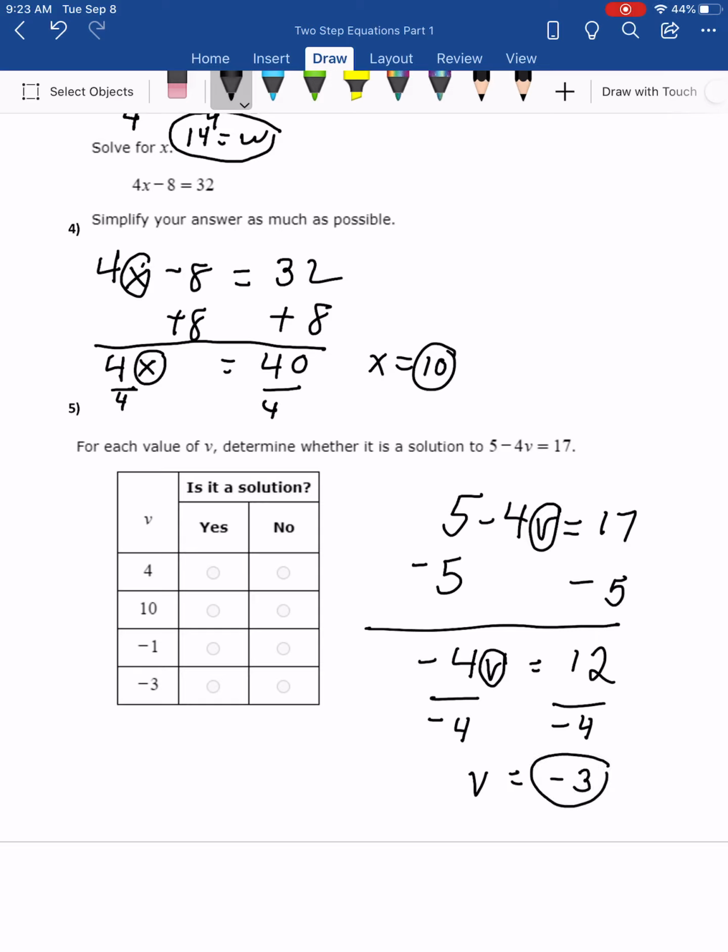Okay, so if you look at your chart, is it a solution? Well, the only one that's a solution is negative 3. That's going to get a yes, and everything else is going to get a no.